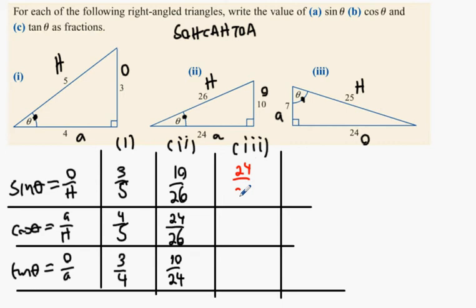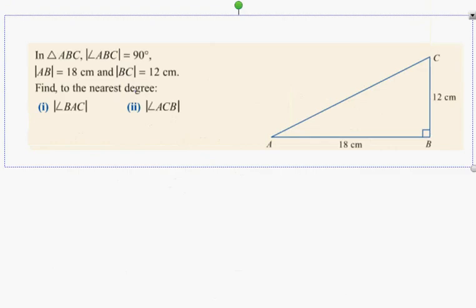Now guys, what about the next part, part 3? 24 over 25, because opposite over hypotenuse, then adjacent over hypotenuse is 7 over 25. And after that, opposite over adjacent, 24 over 7. Did everybody get those? More or less? Any questions? Okay. Move on to the next one.